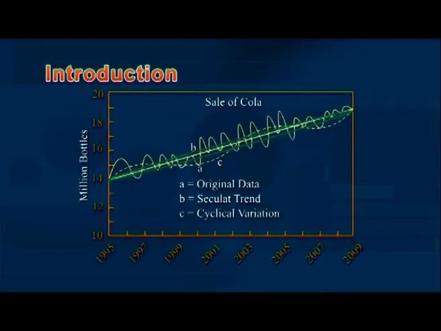Let us observe the diagram representing the sale of a product for the past 5 years, represented graphically. We will see that the original data in the graph is represented by a curve. The general movement persisting over a long period of time, represented by the diagonal line drawn through the irregular curve, is called the secular trend, T.